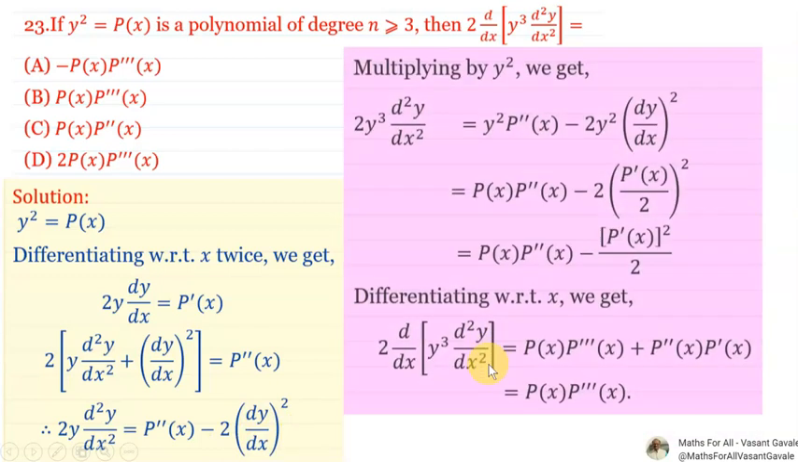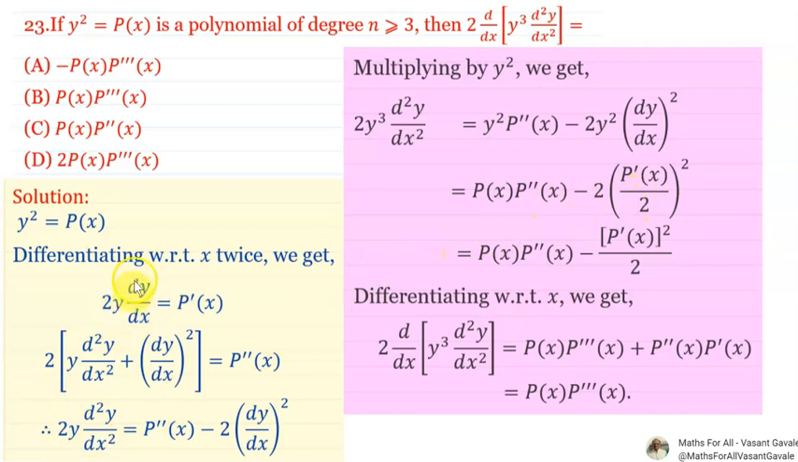Okay. Now multiply this expression by y square. Then you will get here 2y cube into d2y by dx square is equals to y square p double dash of x minus 2y square into (dy by dx) bracket square. Okay. Now the next. But what is the y square? Y square means what? The p of x minus 2 into in bracket y square into dy by dx. हे दोन्ही स्क्वेअर टर्म आहेत. मग त्याने काय केलं तर एकाच ब्रॅकेट मध्ये ते सबस्टिट्यूट केले.